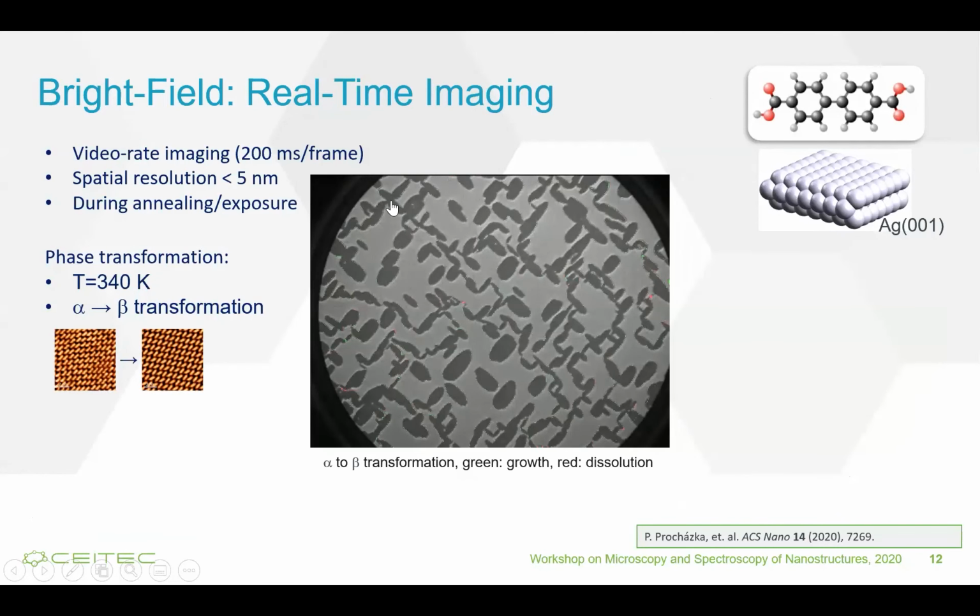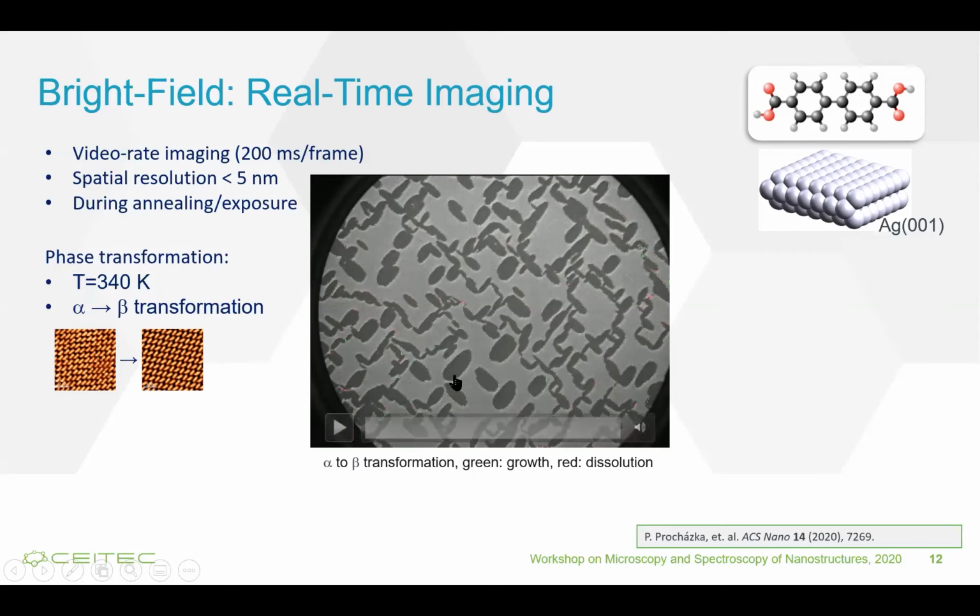Then the real advantage is this video rate imaging. We can get spatial resolution below 5 nanometers, and we can do all that during the sample annealing or deposition, exposure with gas and everything. So this is an example from this molecule system where we have two different phases of molecules, and one is transformed to another at this temperature.